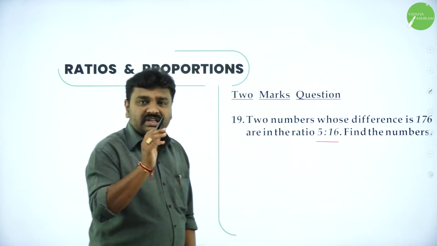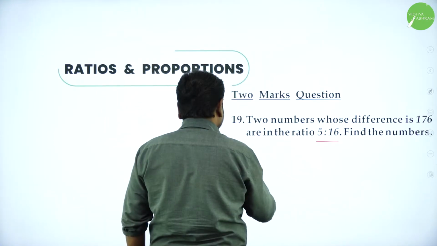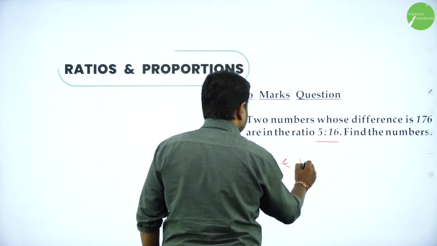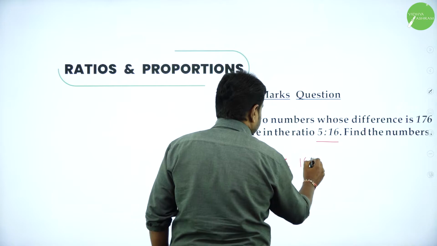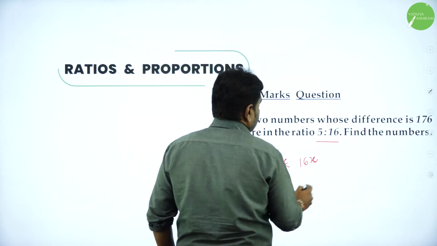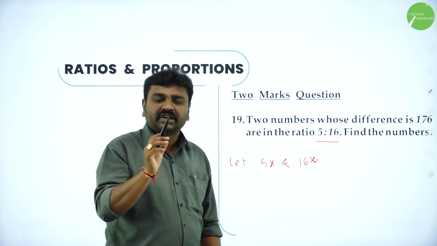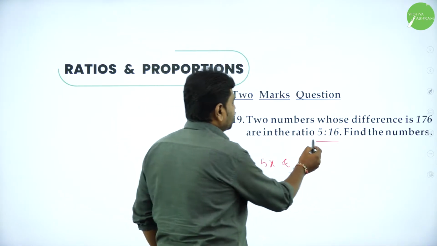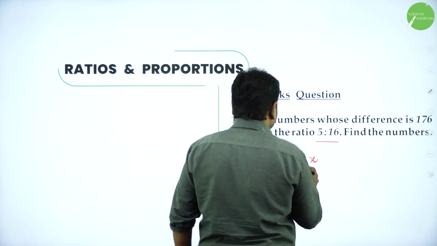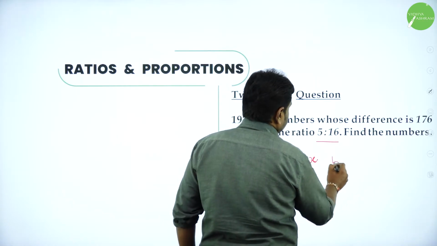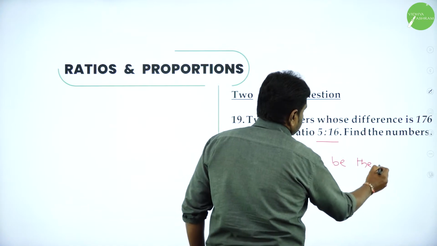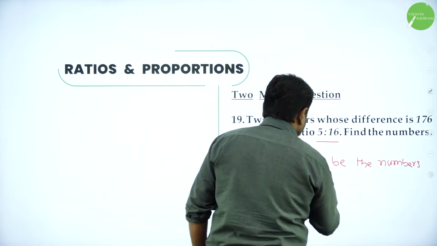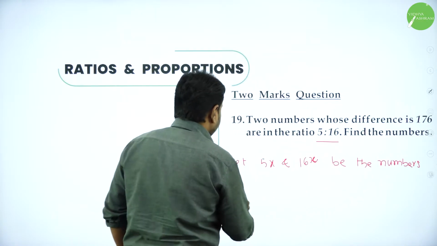Whenever they give the numbers in ratio, assume them as 5x and 16x. Whenever they give the ratio, suppose if numbers are in the ratio 2:3, then numbers are 2x and 3x. But now the numbers are in the ratio 5:16, therefore the numbers are 5x and 16x. So we'll assume the numbers as 5x and 16x.